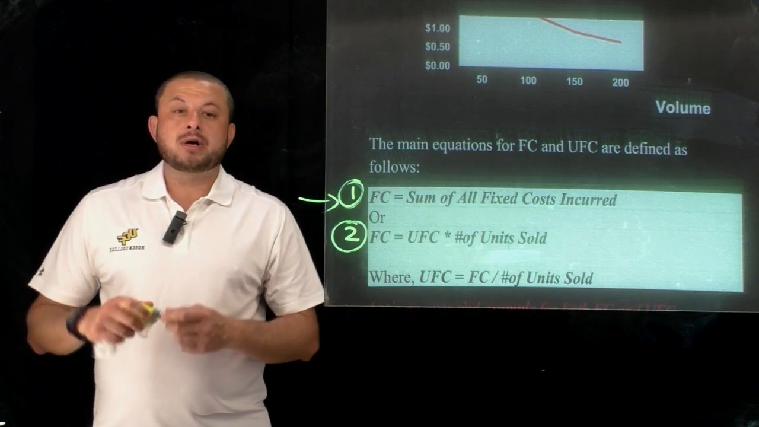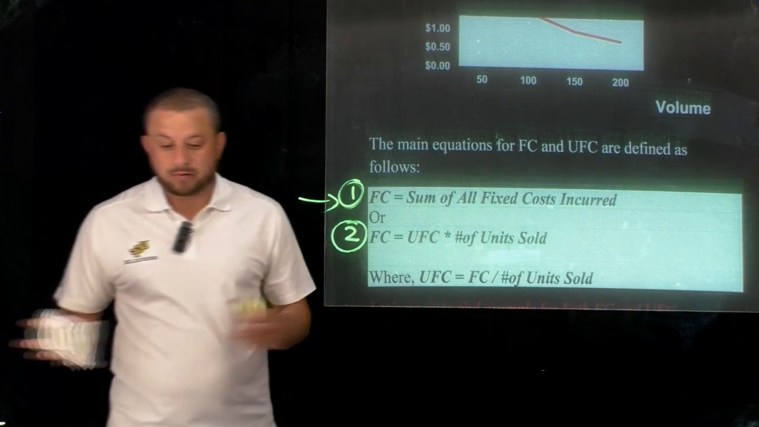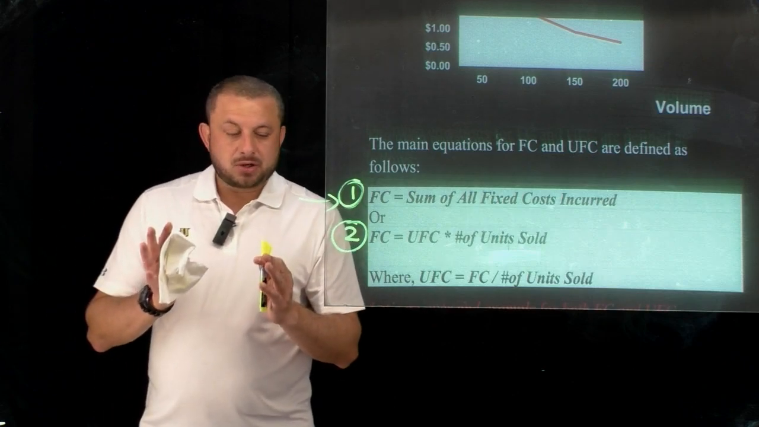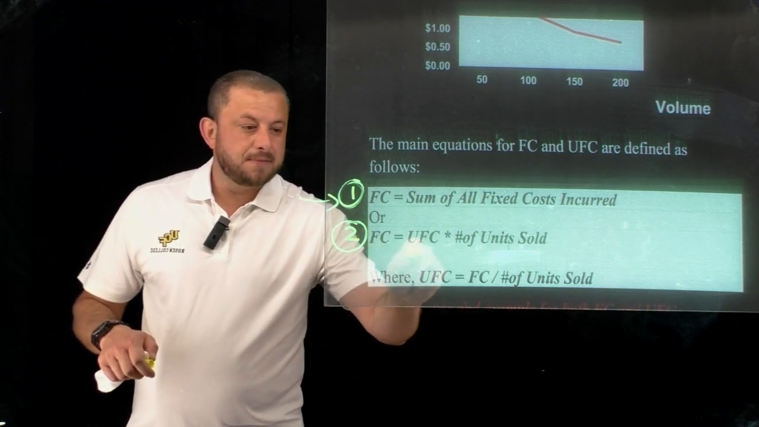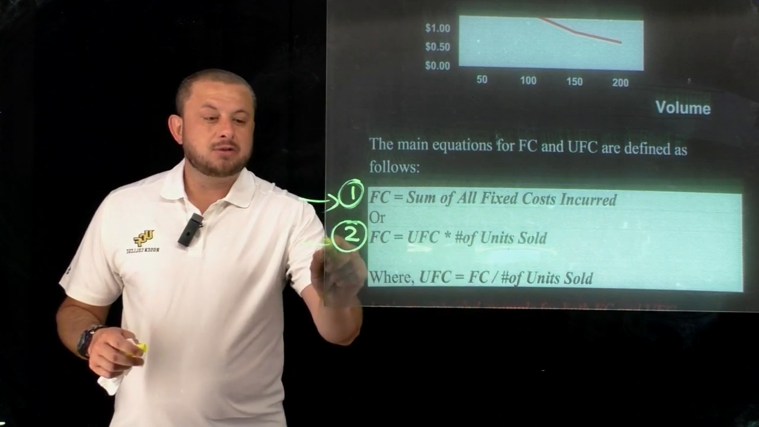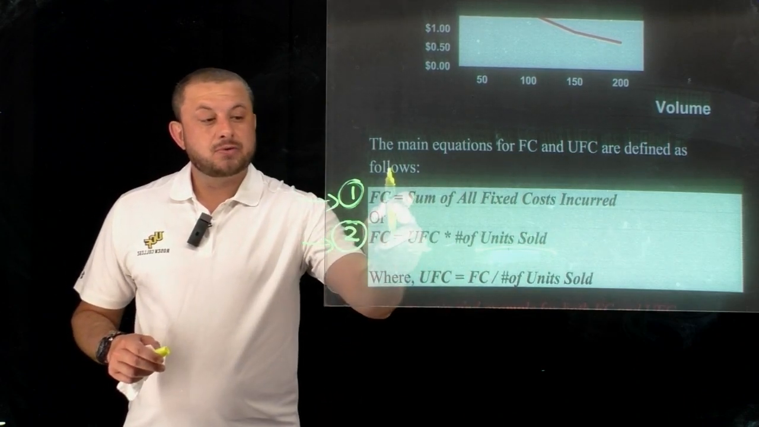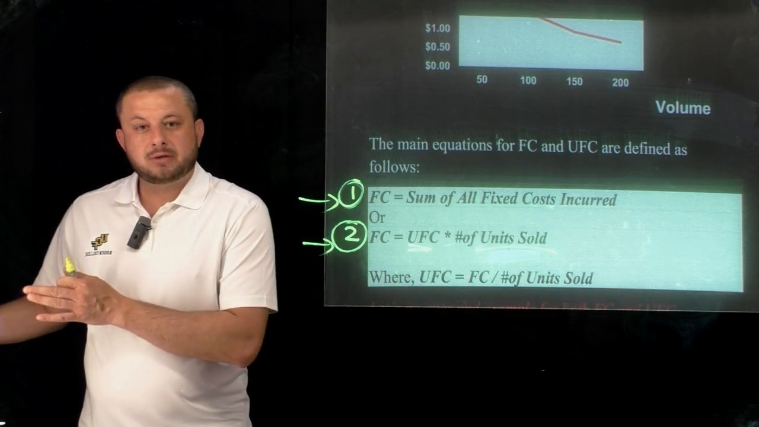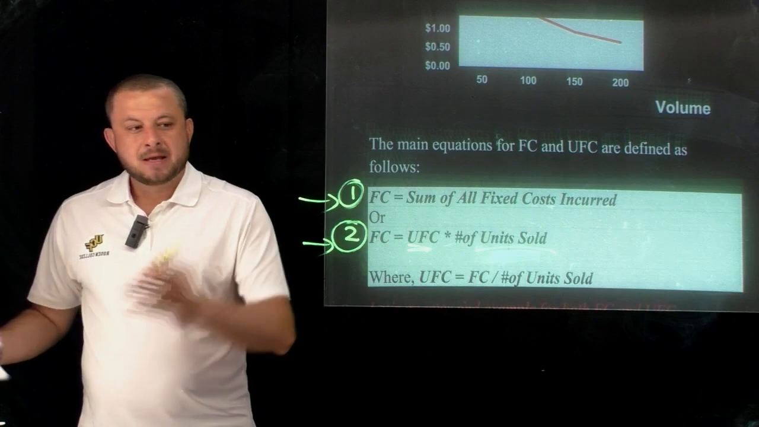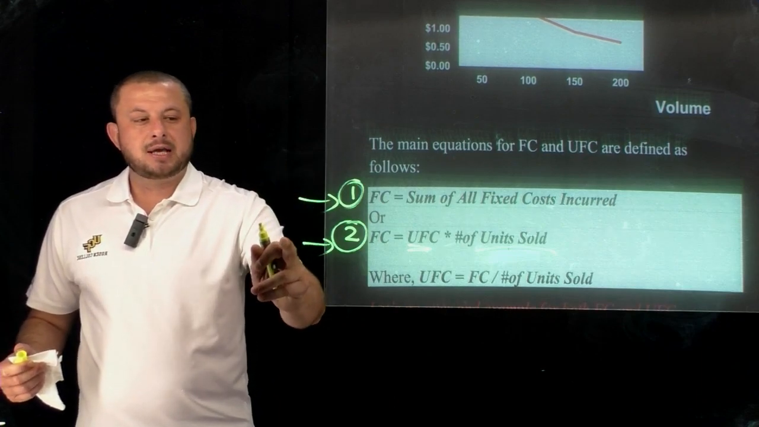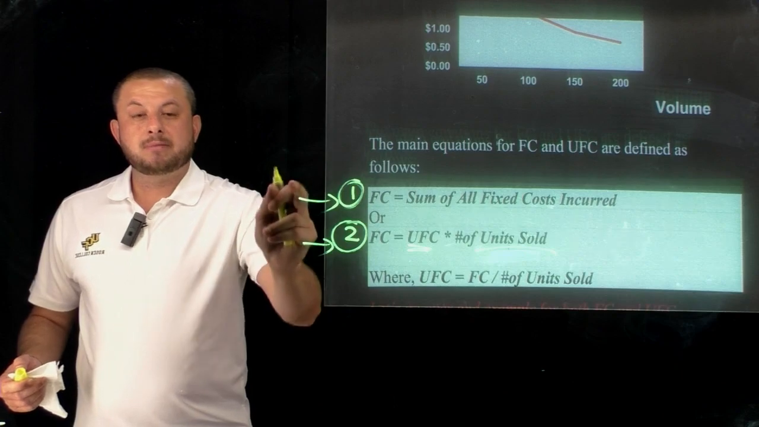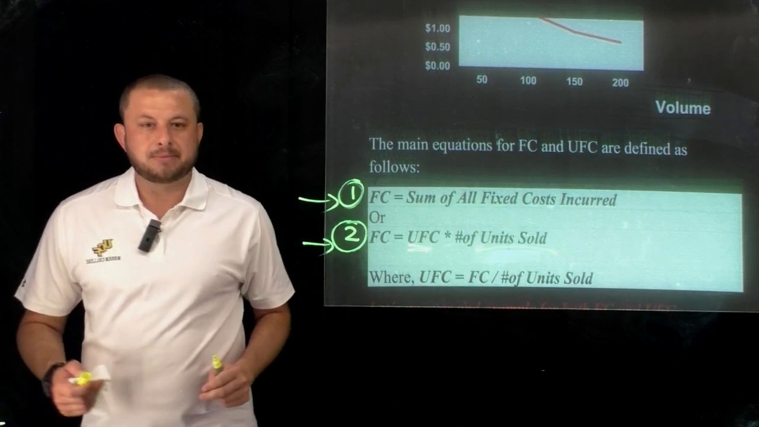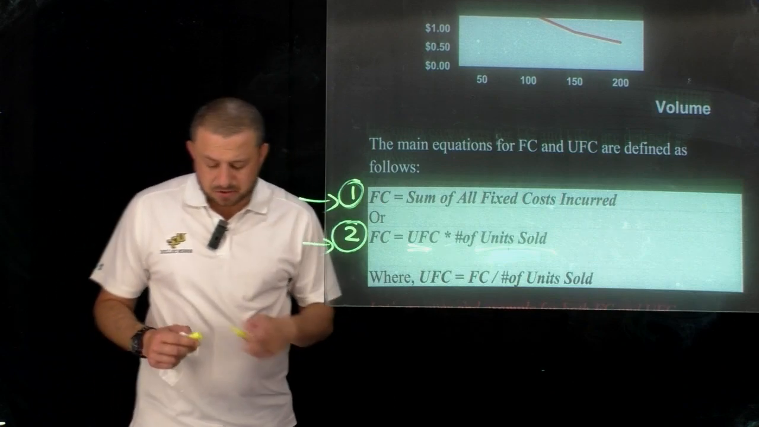However, if the situation you're dealing with in the question or case study includes UFC and number of units sold, you can utilize the second equation, because the first becomes irrelevant since we don't have all the fixed cost items given in the case study. That is exactly how we differentiate when and how to use equation number 1 and number 2 for the fixed cost, and I will show you examples in this lecture as well.